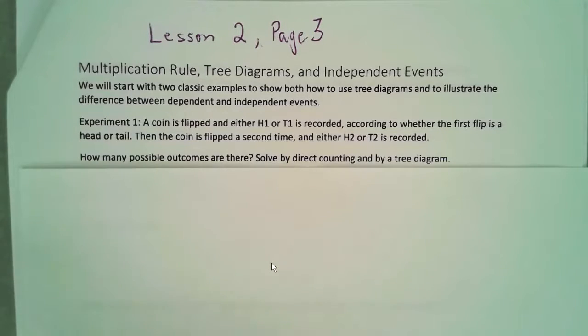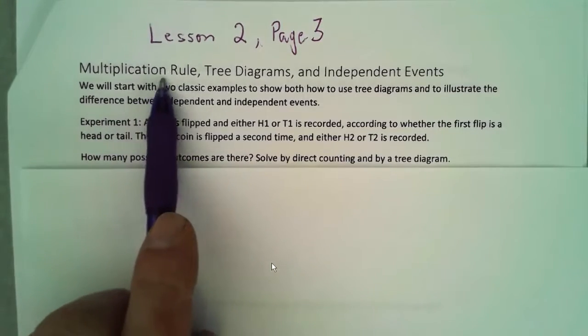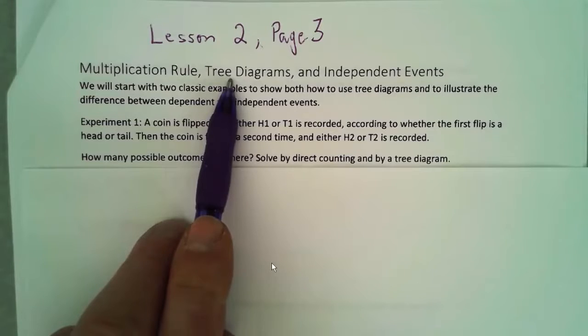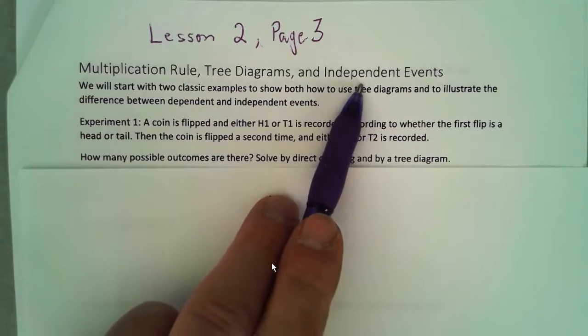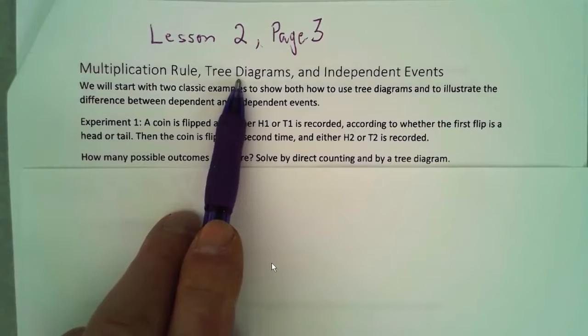All right, we've moved on to page 3 of lesson 2, and here we're going to be discussing the multiplication rule. And while we're doing that, we are going to encounter tree diagrams and independent events. Let me just say a word about tree diagrams before we begin.